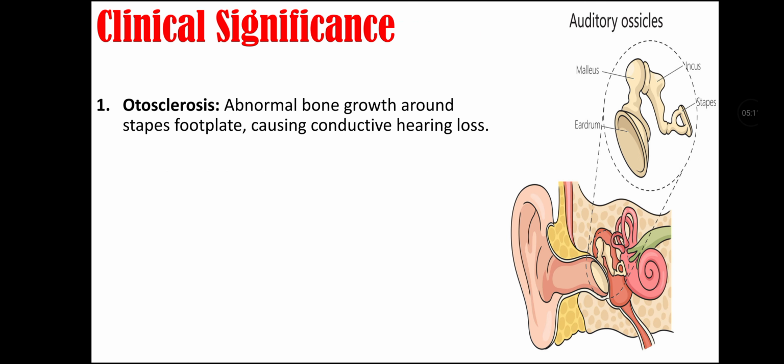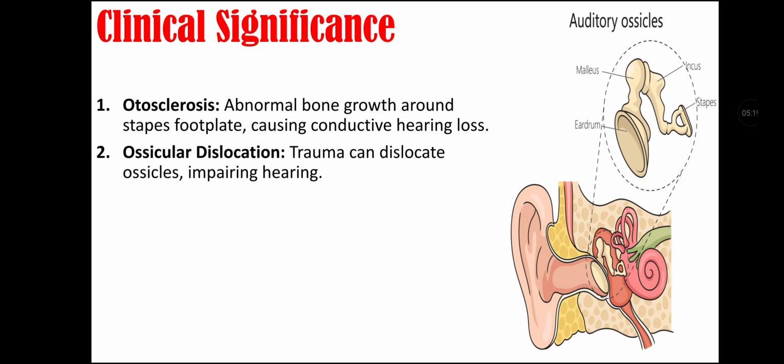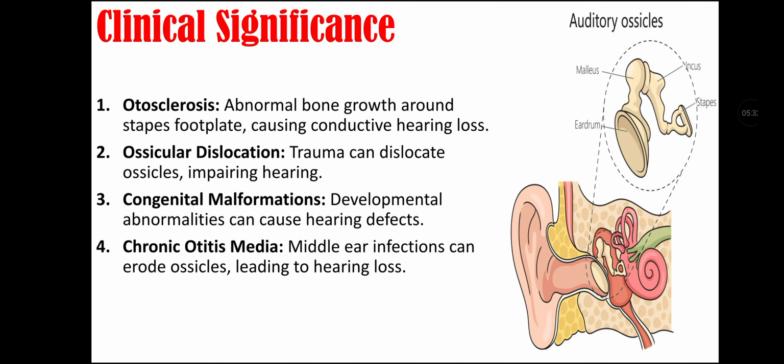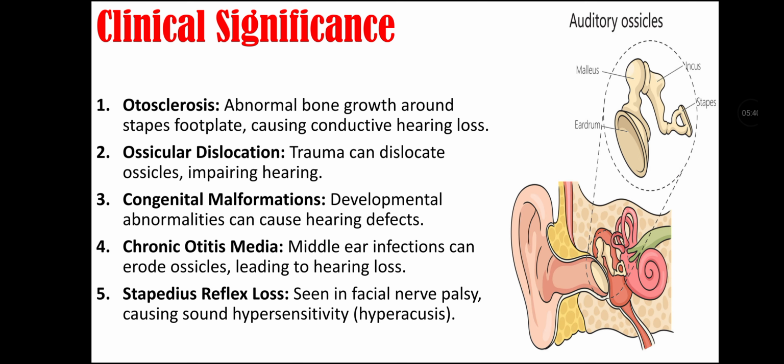Clinical significance. First is otosclerosis, that is abnormal bone growth around the stapes footplate that causes conductive hearing loss. Second is ossicular dislocation, that is trauma that can dislocate ossicles, thus impairing hearing. Third significance is congenital malformation, as developmental abnormalities may cause hearing defects. Fourth significance is chronic otitis media, that is a middle ear infection that can erode ossicles, thus leading to hearing loss. Fifth significance is stapedius reflex loss, that is seen in facial nerve palsy and causes sound hypersensitivity.